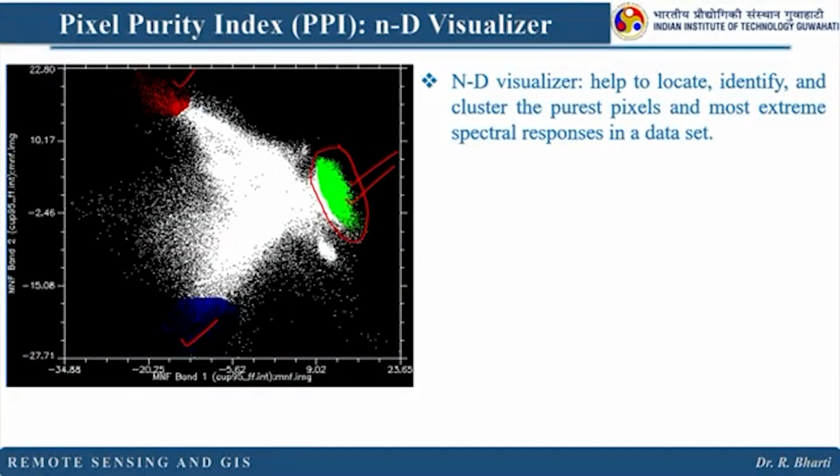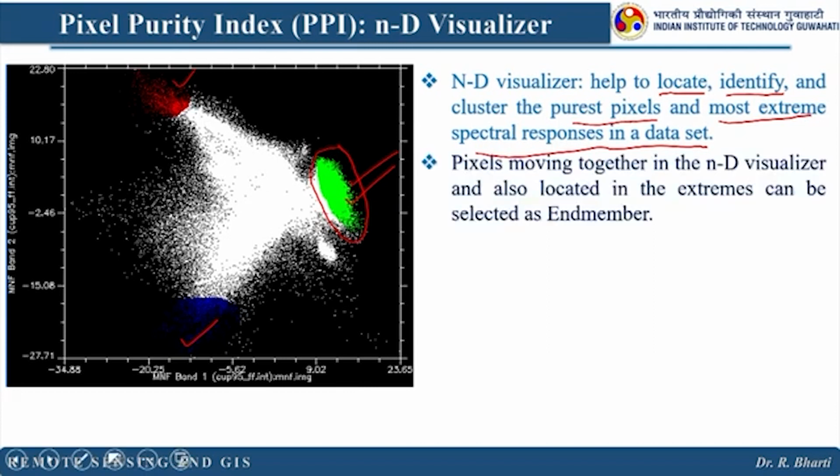So in this ND visualizer, basically what we are doing is locating and identifying the clusters of purest pixels and the most extreme spectral response in a data set. That means they are not correlated much with each other, right? Pixels moving together in this ND visualizer also indicate that they actually have the same properties, so they can be grouped together. So that's why all these pixels are grouped together in one class.